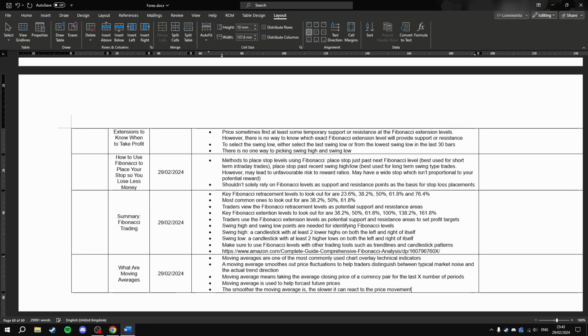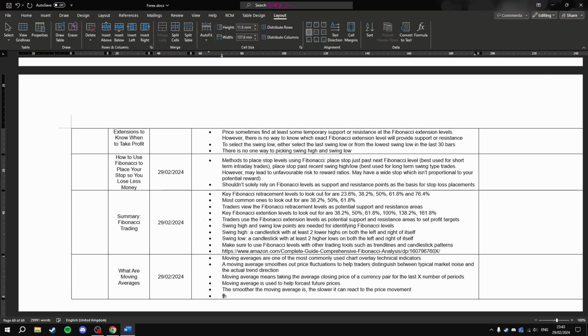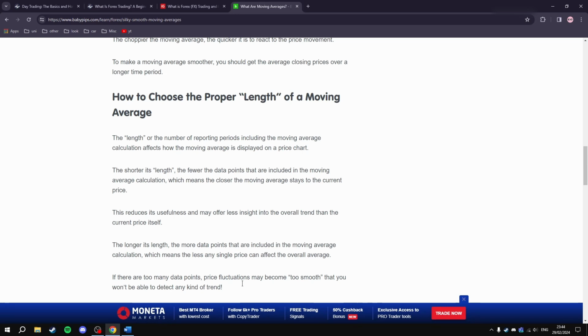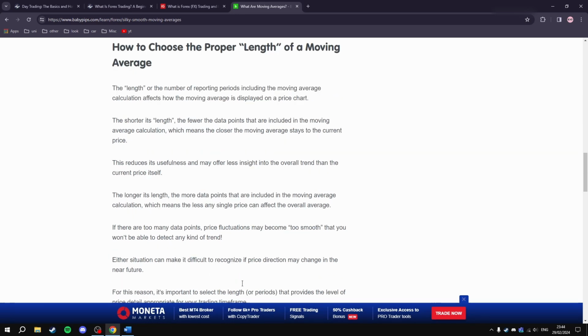The choppier the moving average, the quicker it is to react to the price movement. So, to make a moving average smoother, you should get the average closing prices over a longer time period. How to choose the proper length of a moving average? The length, or the number of reporting periods included in the moving average calculation, affects how the moving average is displayed on the price chart.